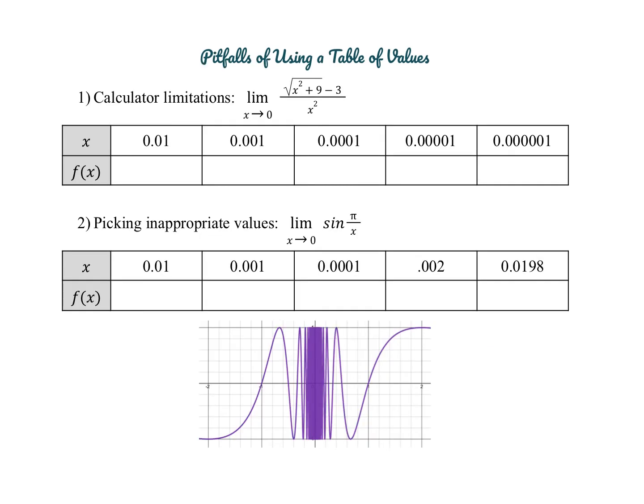All right, so now we're going to talk about some of the potential pitfalls that you might come across when using this strategy to evaluate the limit. The first is that our calculator will have limitations of what it can do, especially in terms of how many decimal points it can handle. So for this function here, if you plug it in your calculator and start plugging in some points that are really, really close to 0, here's what you'll see.